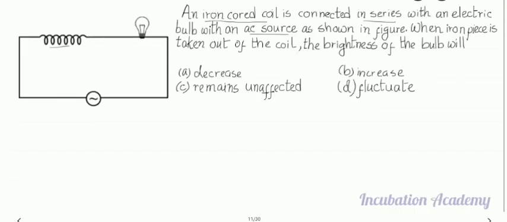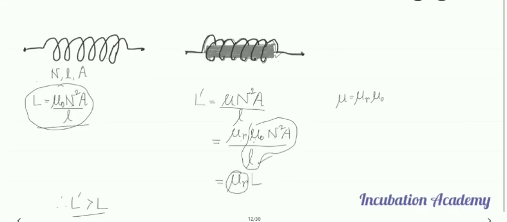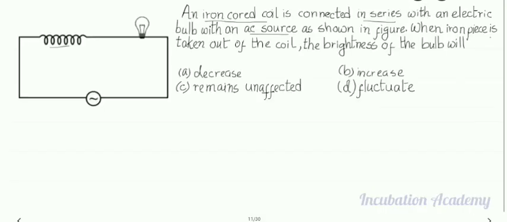An iron core coil is connected in series with an electric bulb with an AC source as shown in the figure. When the iron piece is taken out of the coil, then according to this discussion, this iron core coil is transformed into an air core coil. That means the inductance of the coil is decreased here. After that it is asked whether the brightness of the bulb will decrease, increase, remain unaffected or fluctuate.